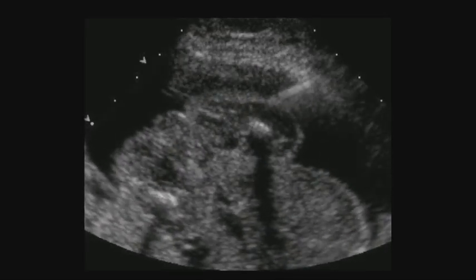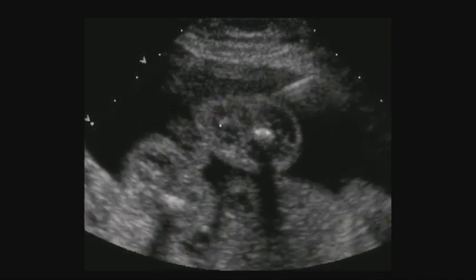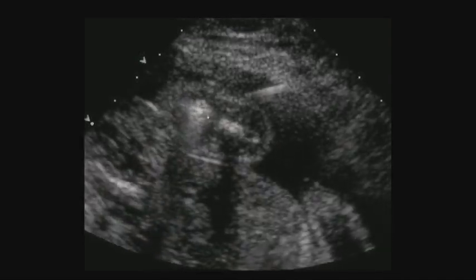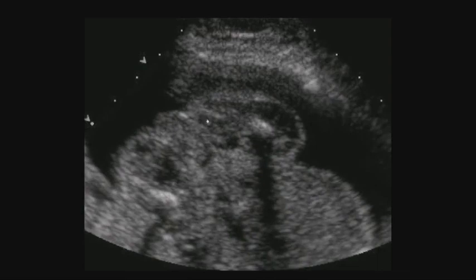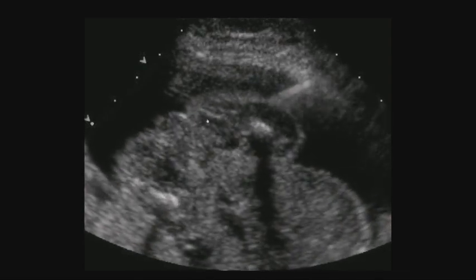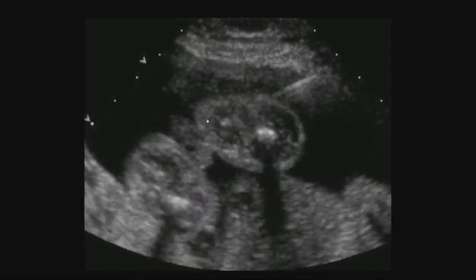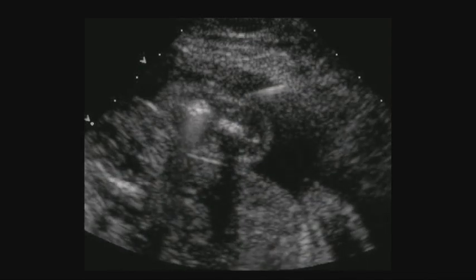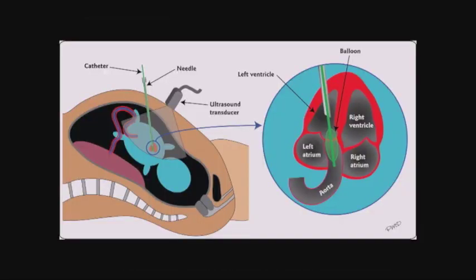Here is a fetus being anesthetized. You can see we're passing a needle into the fetal buttocks, and we're injecting an anesthetic agent for the fetus as well as a paralytic agent, because we don't want the fetus to move and we don't want to hurt the fetus while we're doing the procedure.